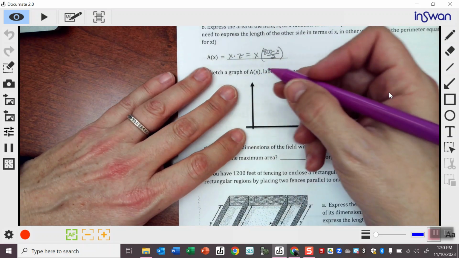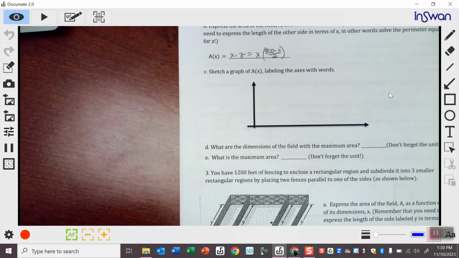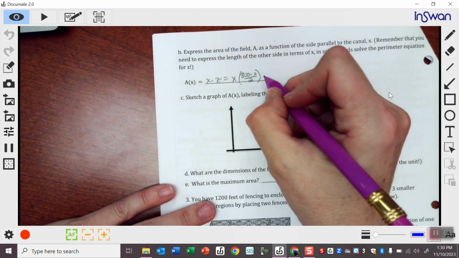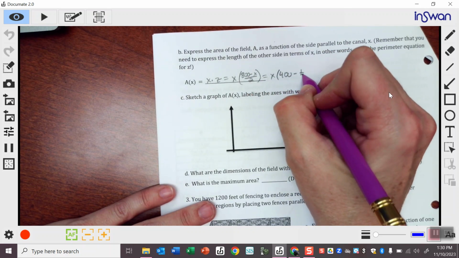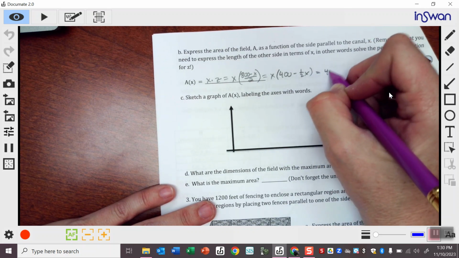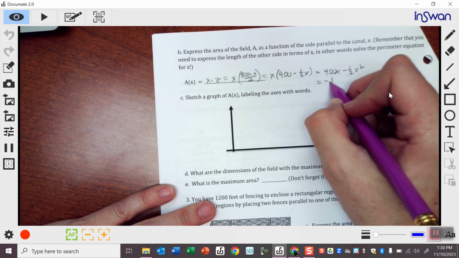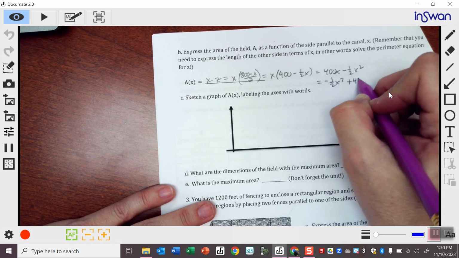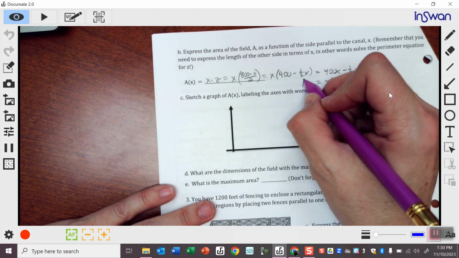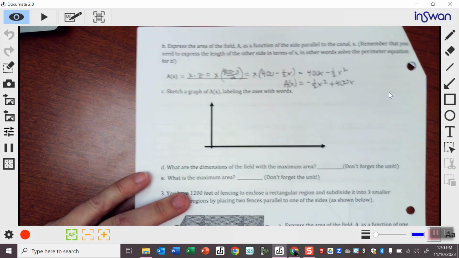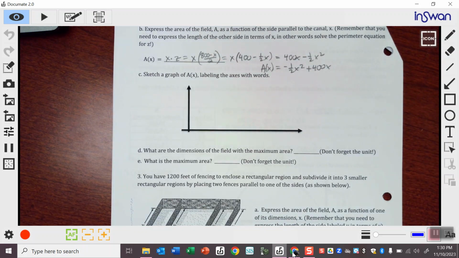All right, so this is fine. We can just leave it like this, and we're just going to put it into Desmos, but we could also fix it up. So we could make it X times (400 minus 1/2 X). If I clean it up, that's 400X minus 1/2 X squared. So that's negative 1/2 X squared plus 400X. So I can see it's a parabola, it's upside down. This is my formula for my area. Okay. All right. So let's go ahead and go to Desmos.